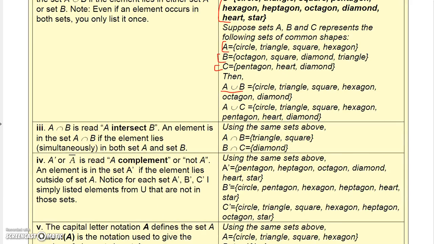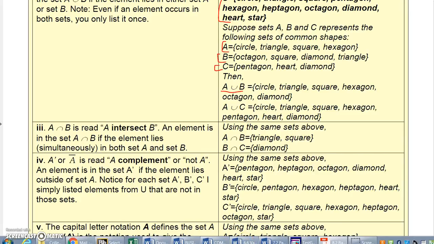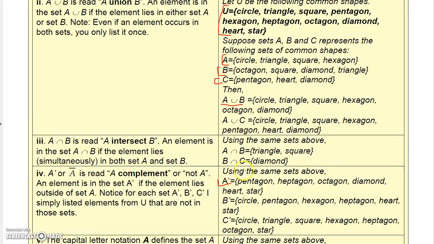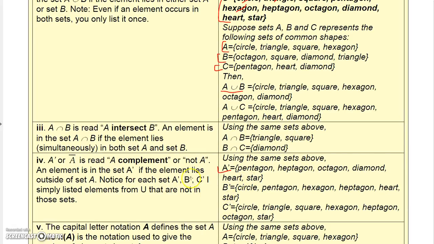And then if I use the same sets and I wanted the complement of set A, it would be everything from the universal set that's not in set A. So I would just go up here and remove the circle, the triangle, the square, and the hexagon, and then what's left would be A prime: pentagon, heptagon, octagon, diamond, heart, and star. Okay, and you can do B prime and C prime the same way.